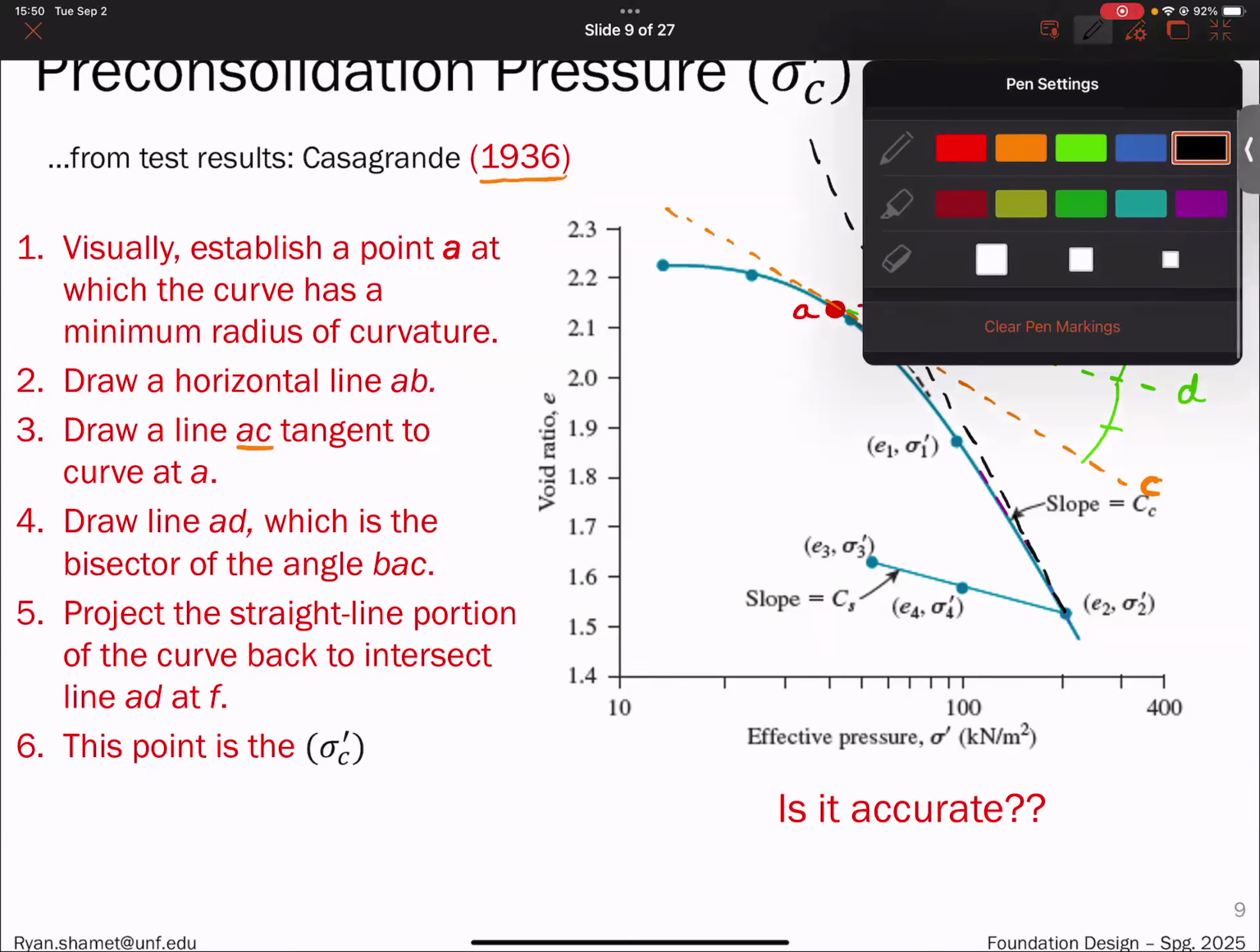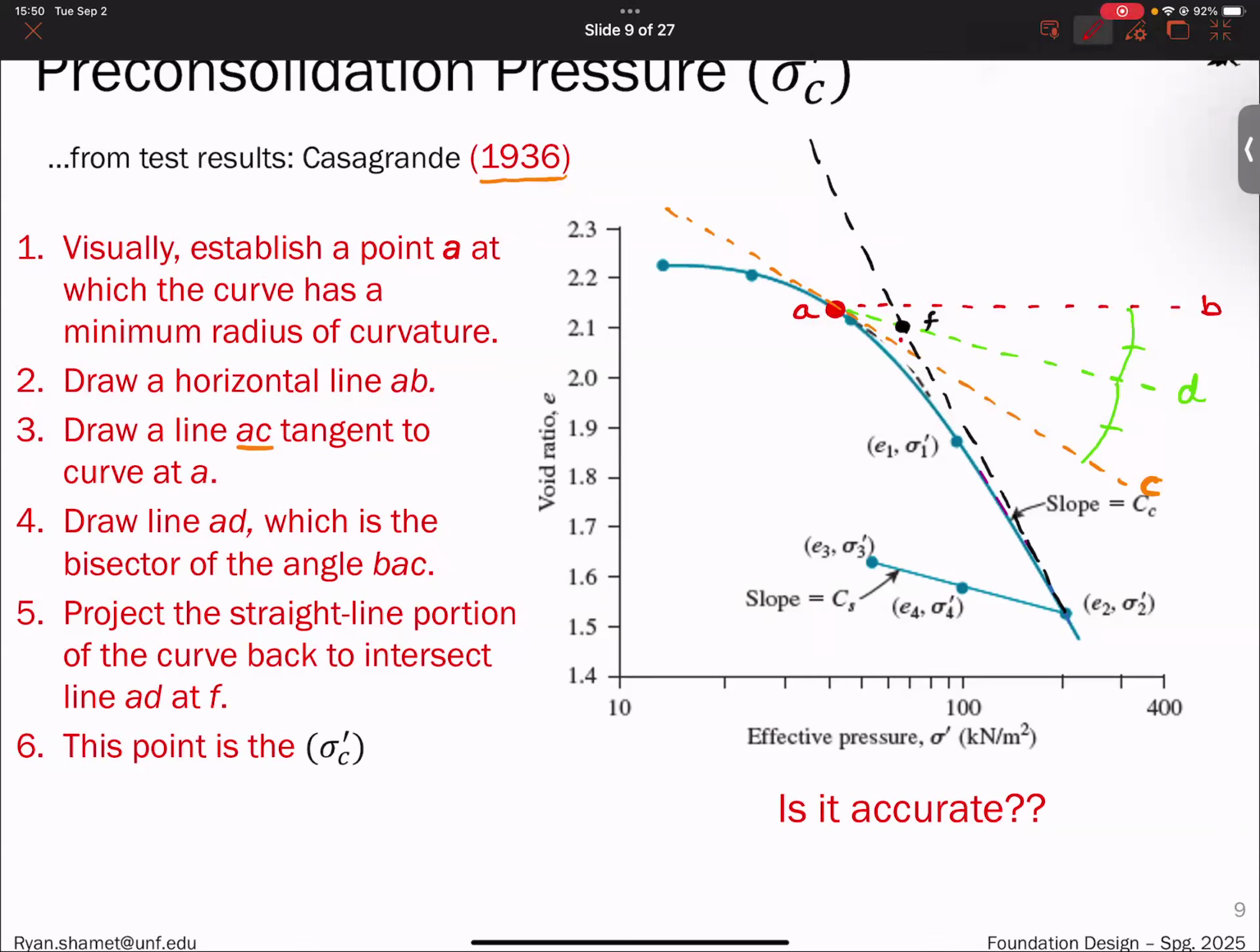And that point is the pre-consolidation pressure. So that is how we find the pre-consolidation pressure right there. Now, the important thing to remember with this is we are reading a semi-log scale. So that means that this value is not 90 or something. It is 10, this is 20, 30, 40, 50, 60, so like 68 or something, somewhere between 60 and 70.